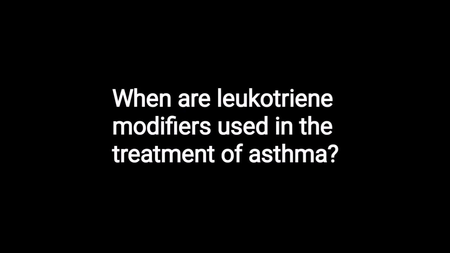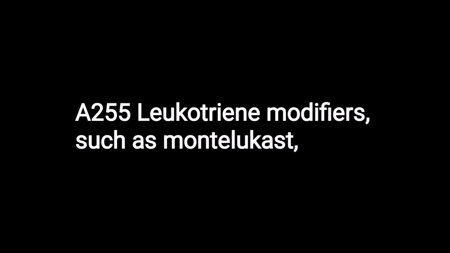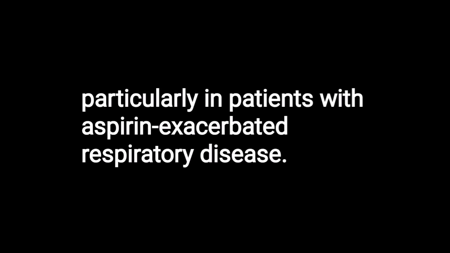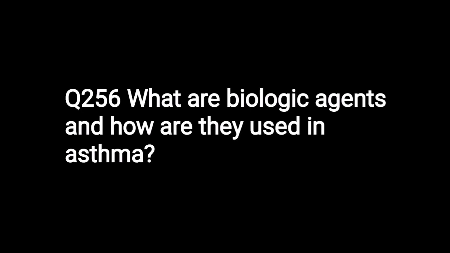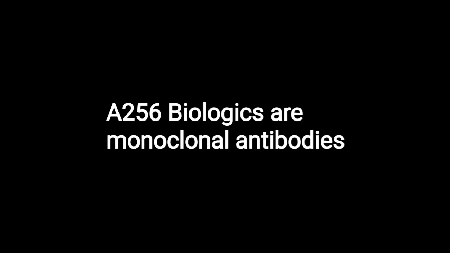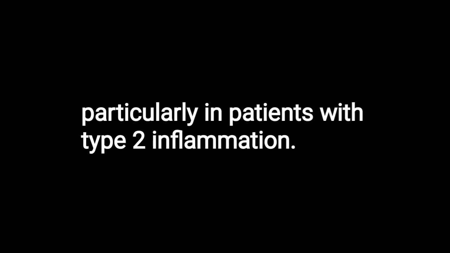Q255. When are leukotriene modifiers used in the treatment of asthma? A255. Leukotriene modifiers, such as montelukast, are used as an alternative or add-on therapy, particularly in patients with aspirin-exacerbated respiratory disease. Q256. What are biologic agents, and how are they used in asthma? A256. Biologics are monoclonal antibodies that target specific inflammatory pathways. They are used for severe uncontrolled asthma, particularly in patients with type 2 inflammation.